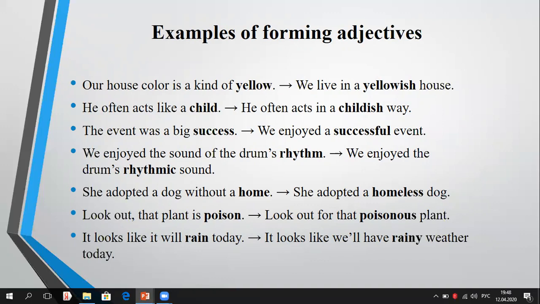We enjoyed the sound of the drum's rhythm. We enjoyed the drum's rhythmic sound. She adopted a dog without a home. She adopted a homeless dog. Look out, that plant is poison. Look out for that poisonous plant. It looks like it will rain today. It looks like we'll have rainy weather today. These are examples of forming adjectives.